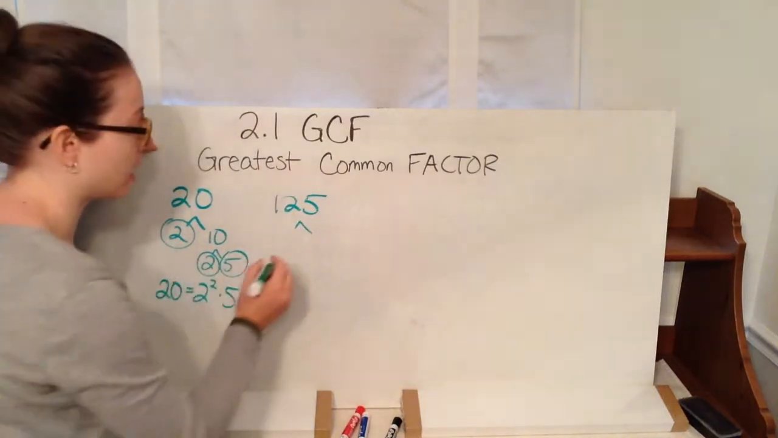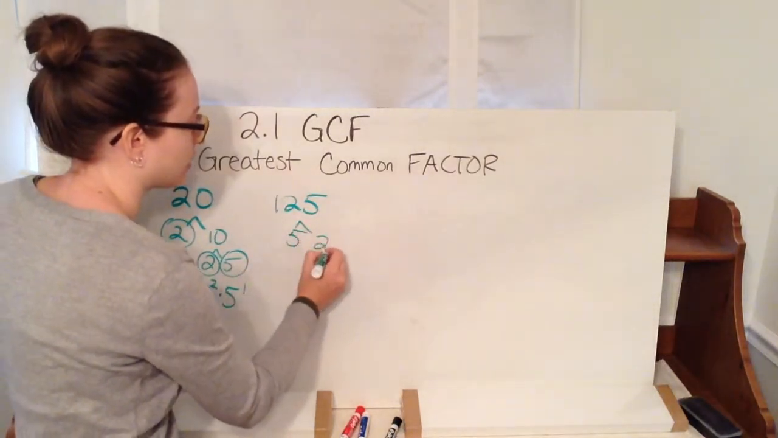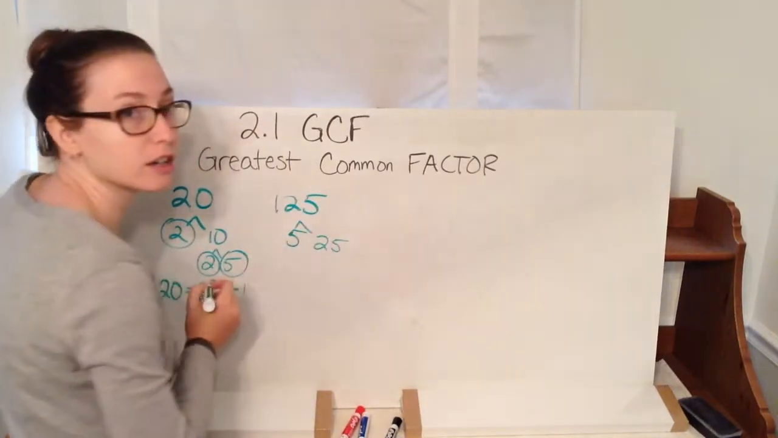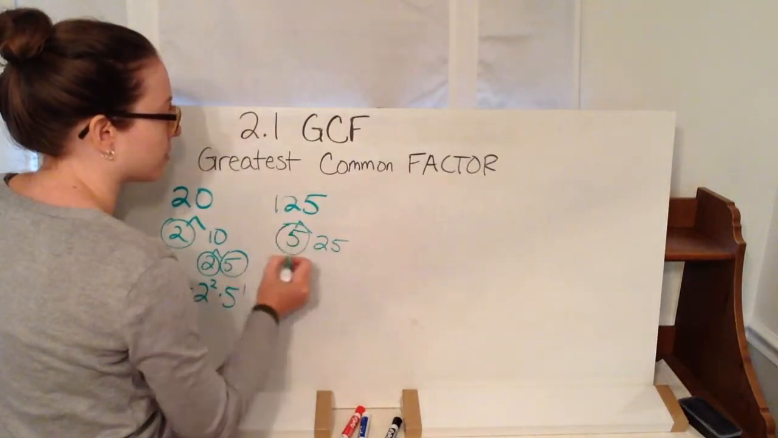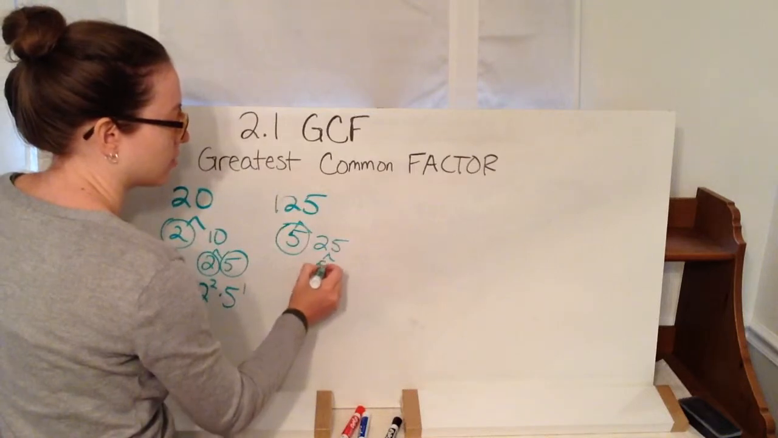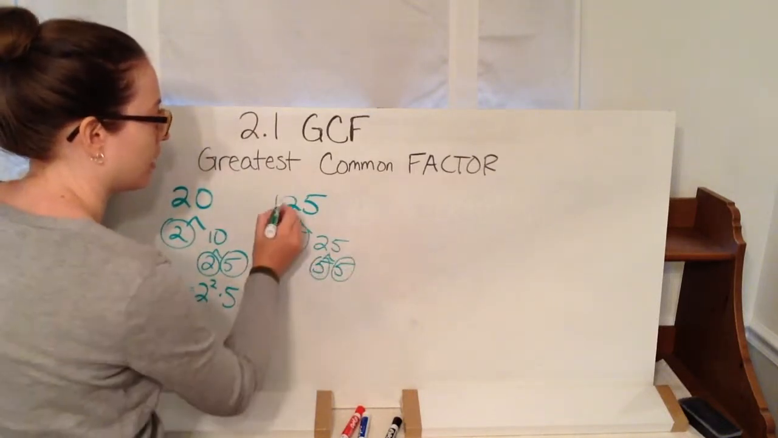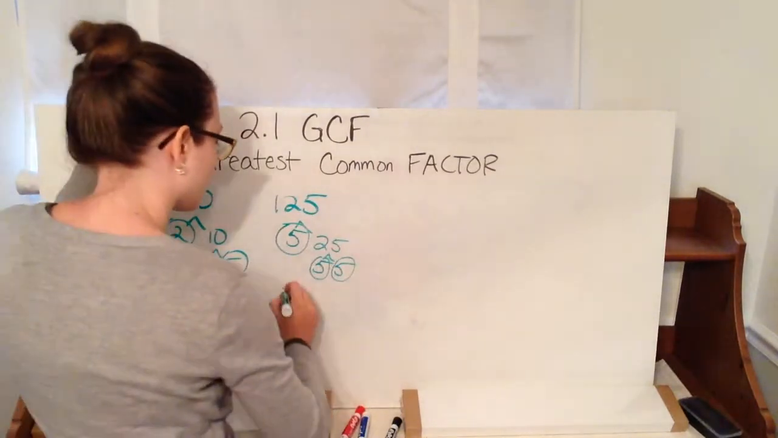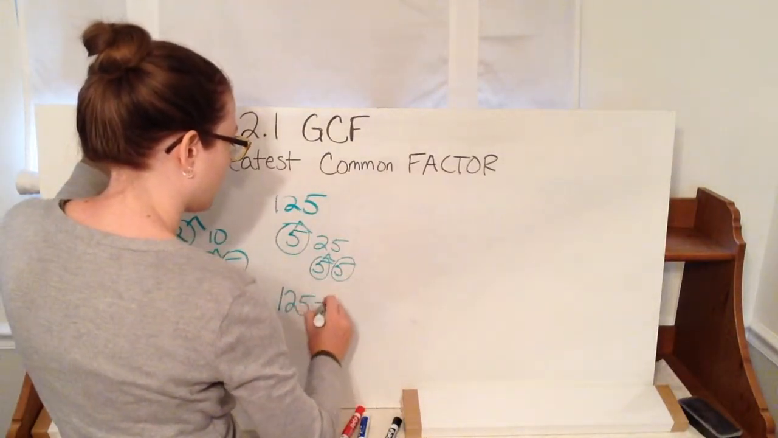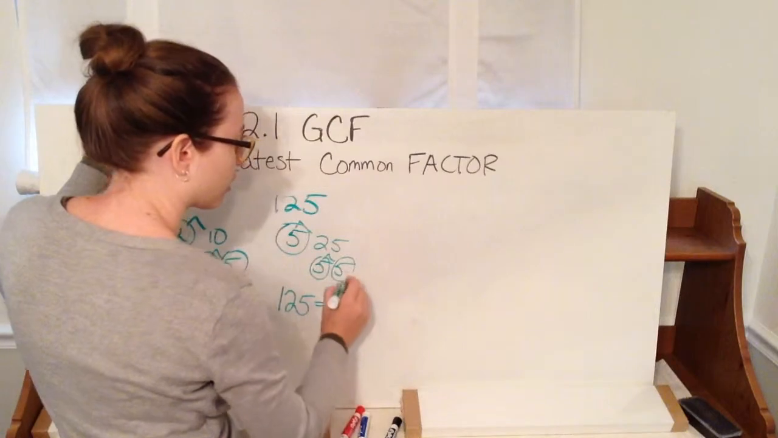125 is 5 times 25. You can check me using long division. 5 is prime. 25 is not. 25 is 5 squared, or 5 times 5, which are now both prime. 125 is 5 to the third. 1, 2, 3.